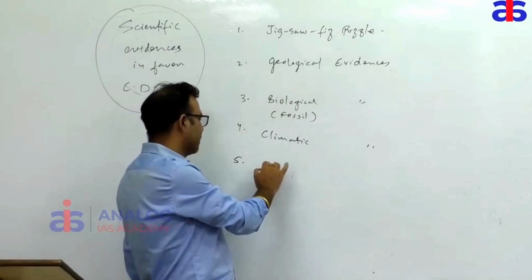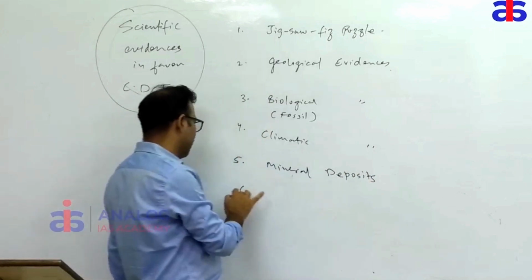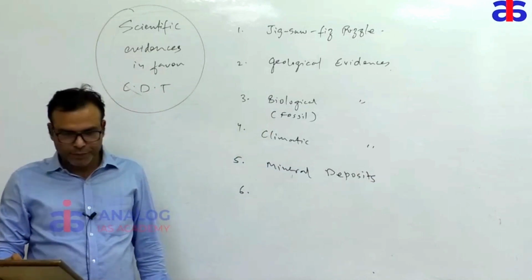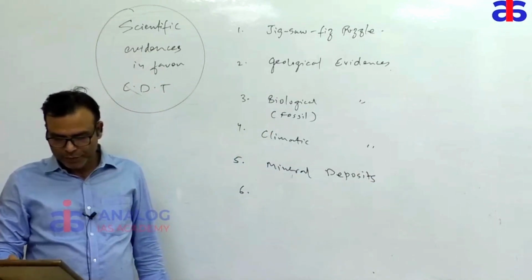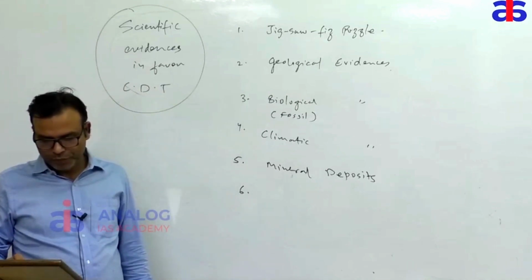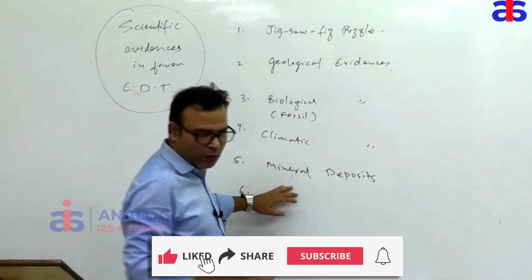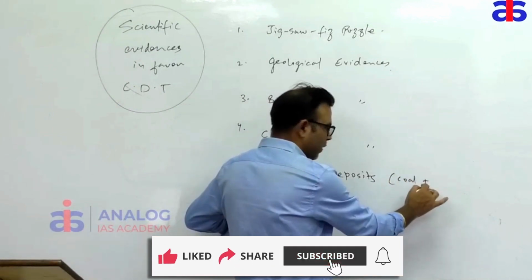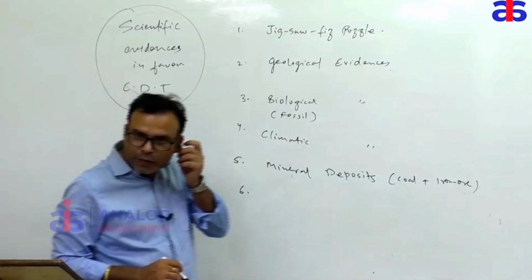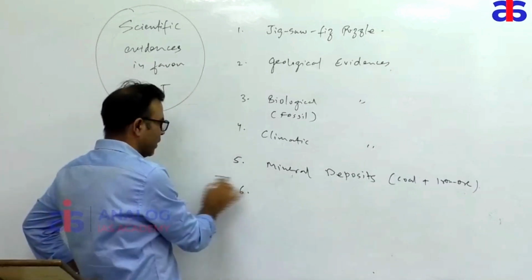Next is mineral deposits. Okay, these are the evidences given by whom? Coal and iron ore, especially coal deposits and what? Iron ore deposits. These are the evidences. Later studies, this is given by Wagner himself.